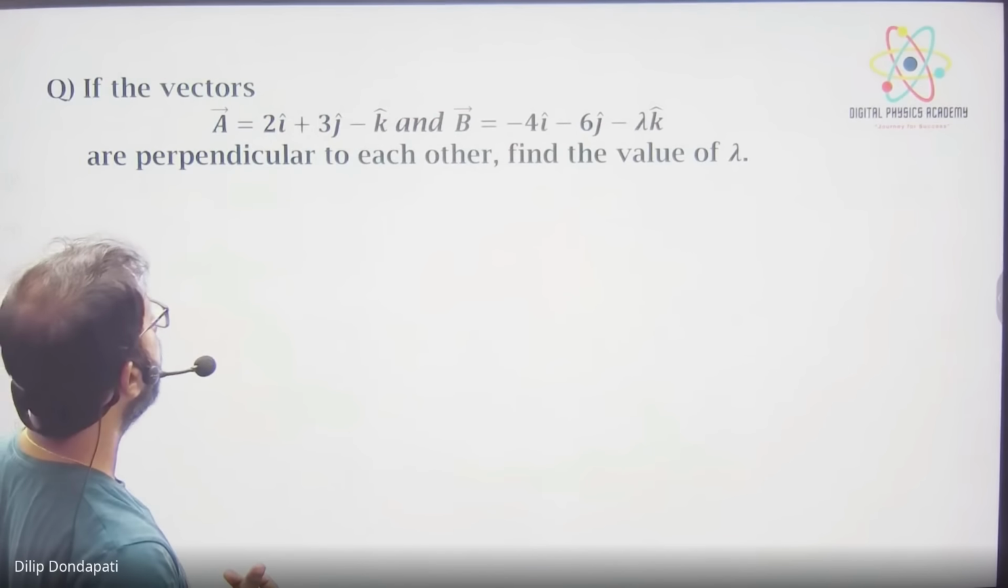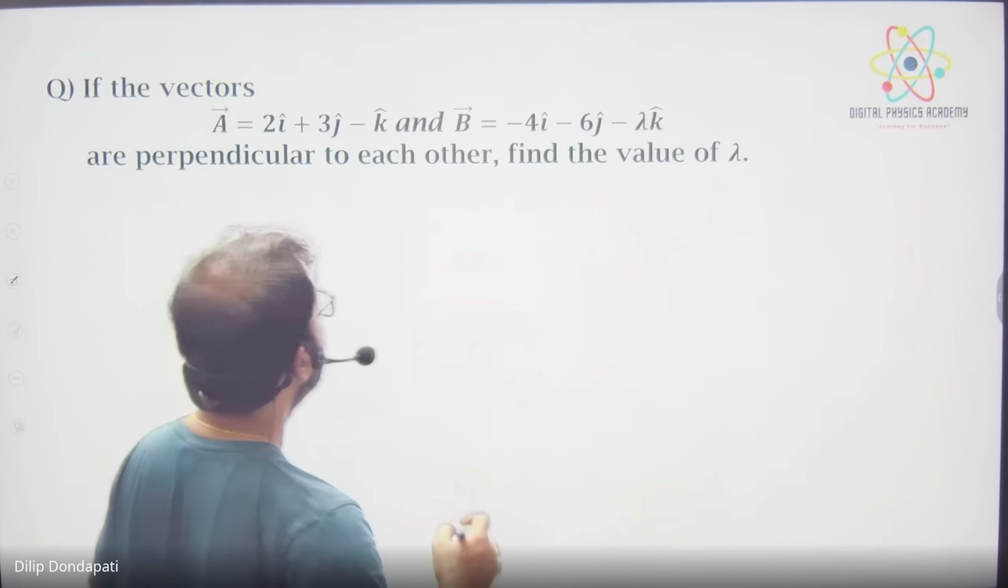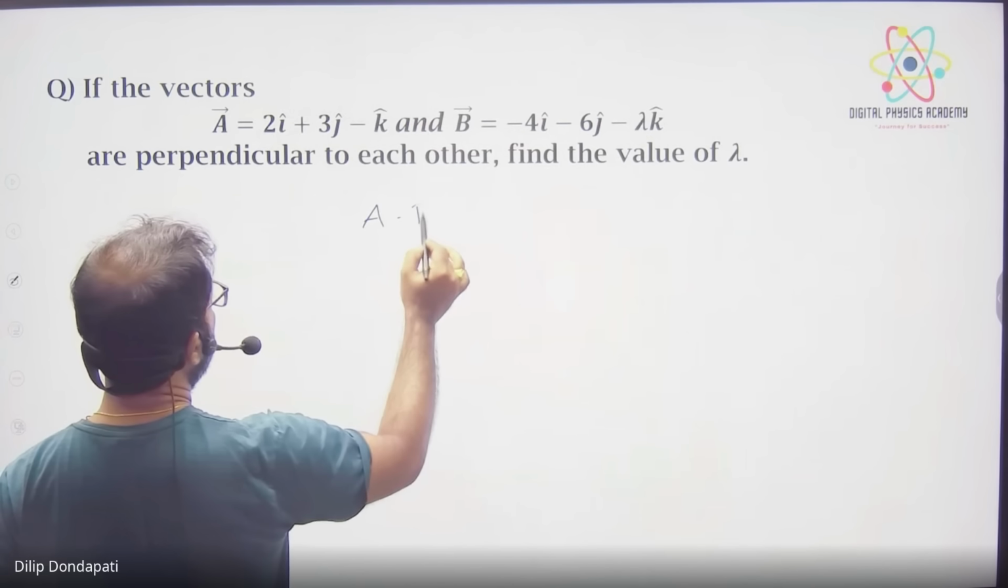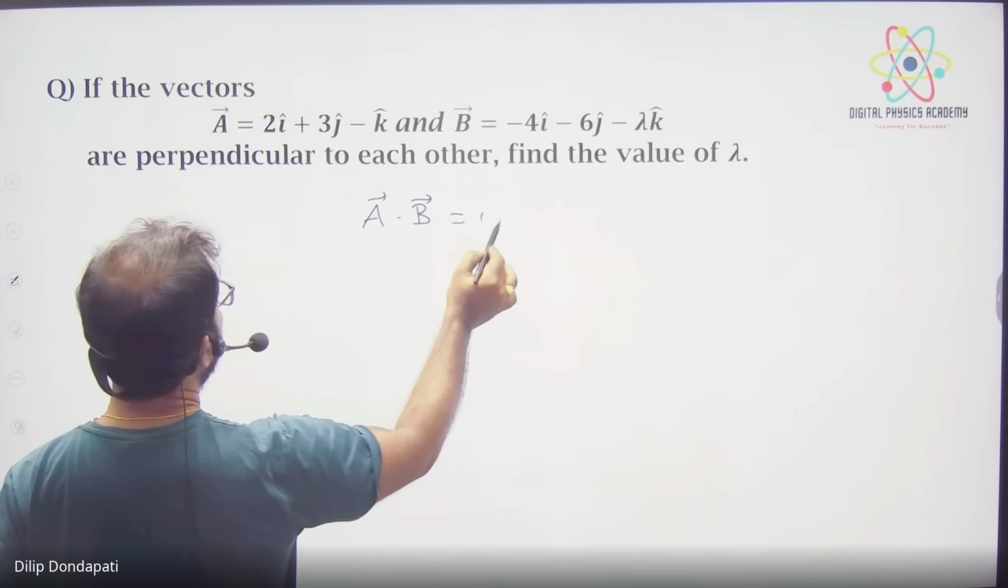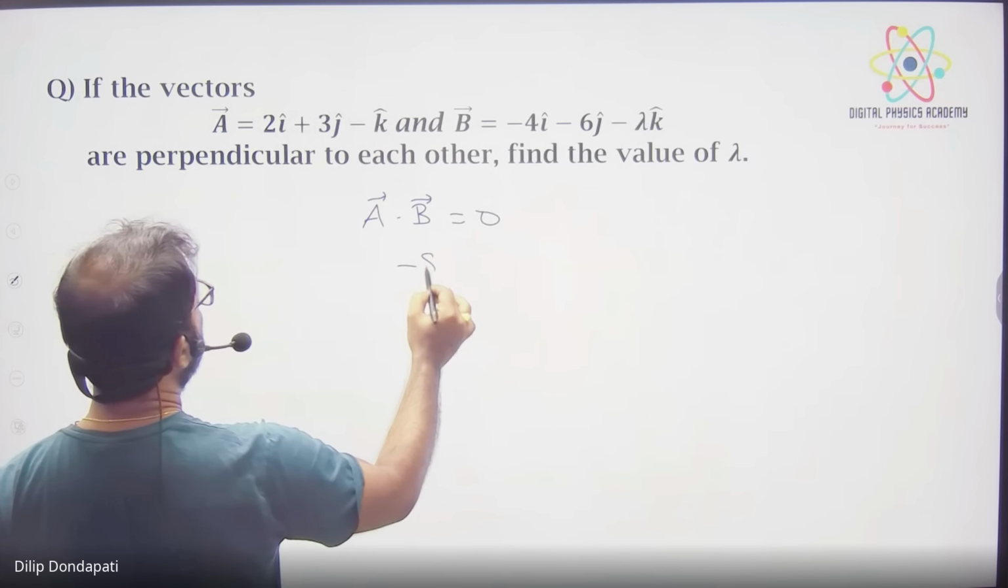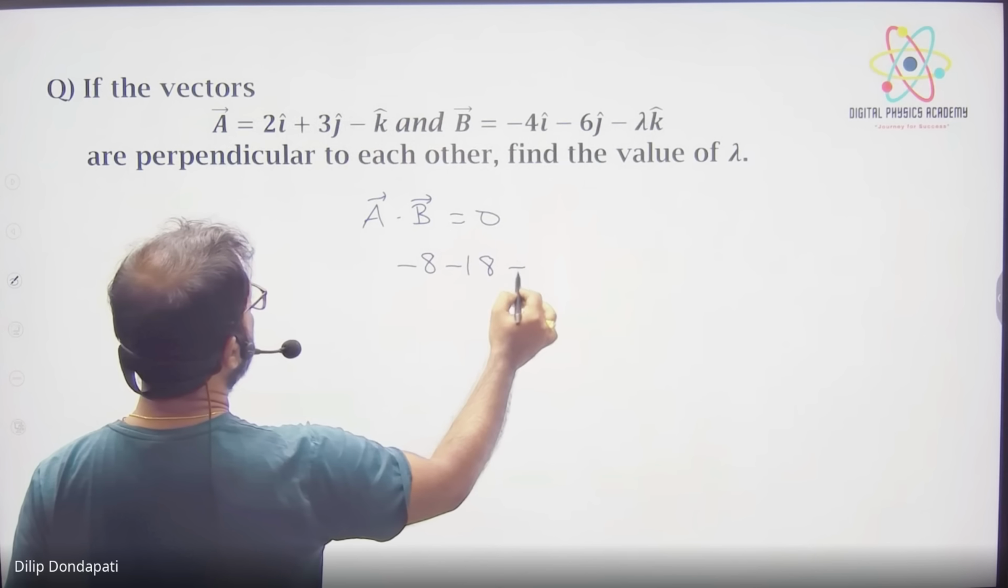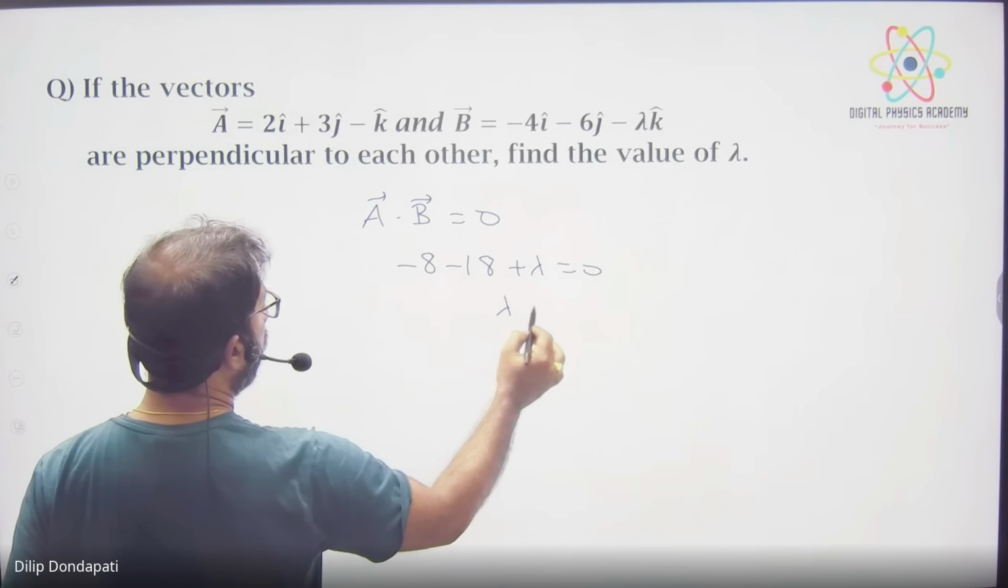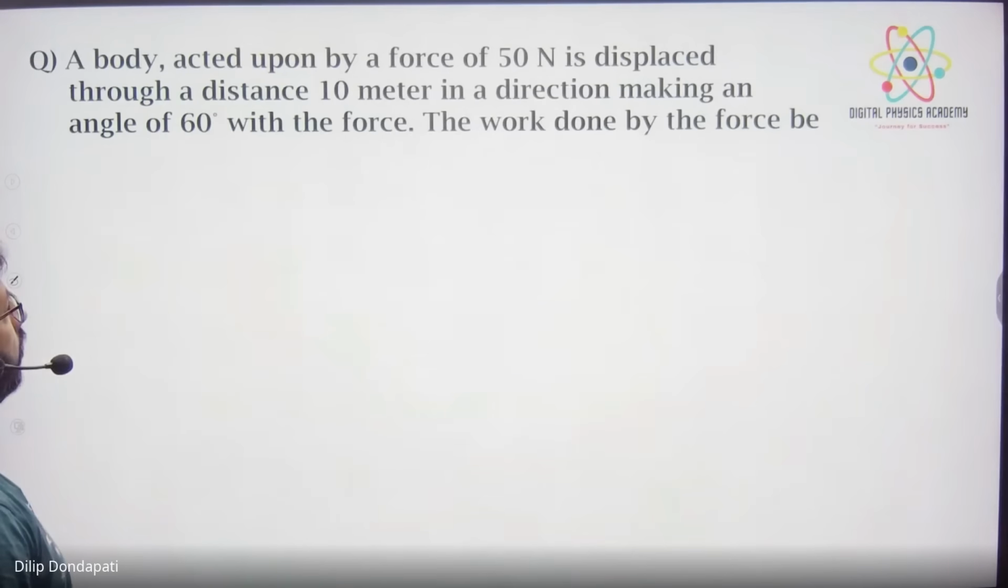Understood, right? When they are perpendicular, their dot product is 0. So this is 26. Yes. So what will we do? A dot B is equal to 0. So 2 into minus 8 minus 18 plus lambda is equal to 0. Lambda equals 26. Next.